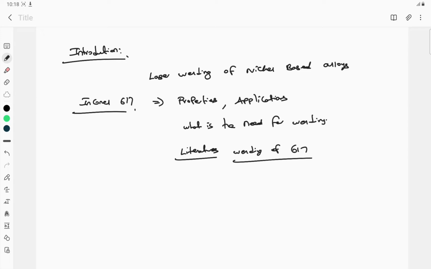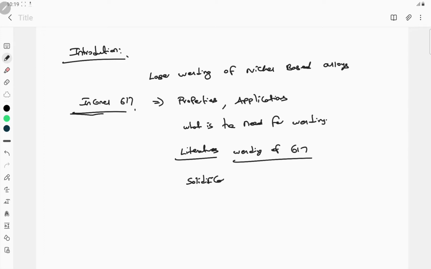Likewise, they will build up their introduction part, and at the end of the introduction part, the reader of the article will have an idea what the general problems are with respect to welding of 617. Once that part is over, at the end of the introduction part, that is the key part of an introduction, the authors would clearly mention how they are going to address the problems related to Inconel 617.